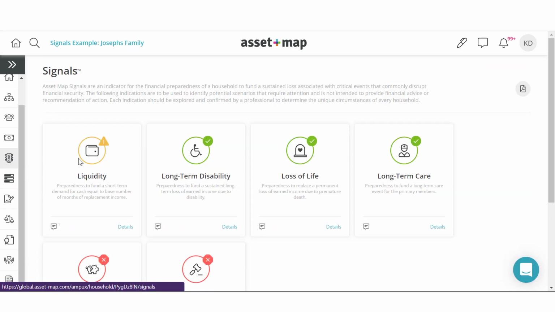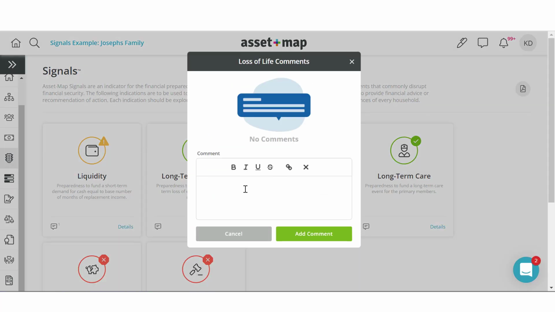You can also add notes into Signals. So you can put a note in here saying it was red, we proposed and implemented this additional cover that's now changed it to, Carrie, am I still on?